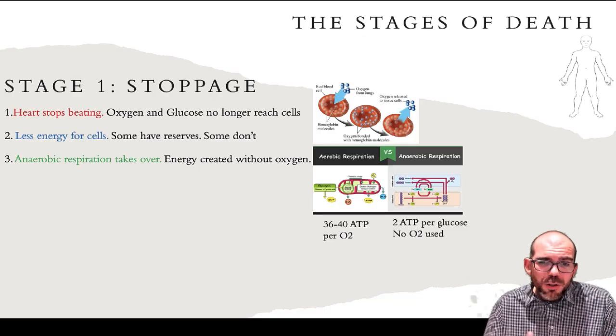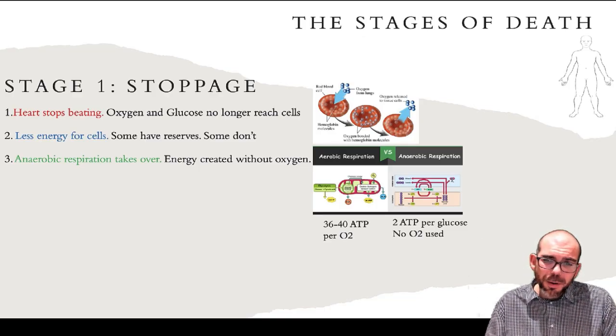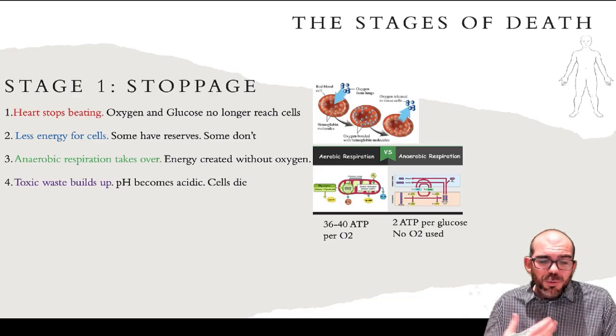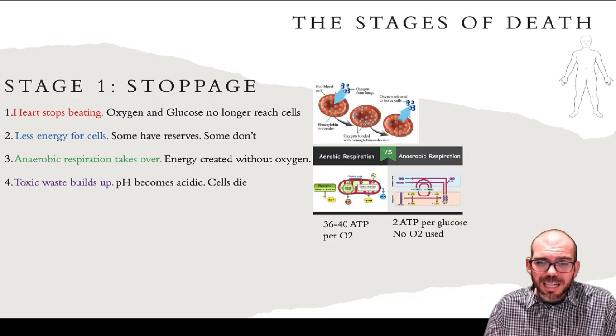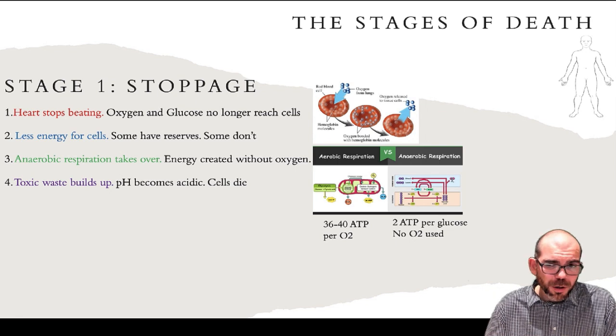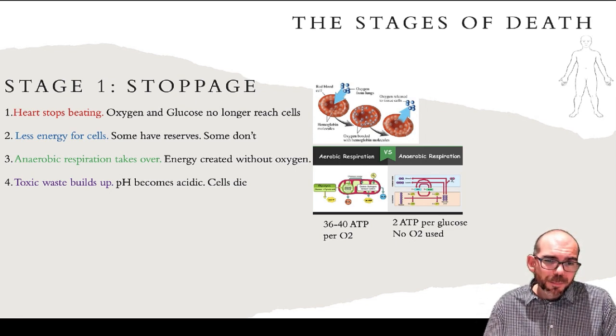So this isn't going to be enough energy to sustain your body's cells in the long term when oxygen's been cut off. That's why toxic waste is going to start building up, especially from anaerobic respiration when things like lactic acid start developing. pH is going to become more acidic in your cellular environment and cells will rapidly die.